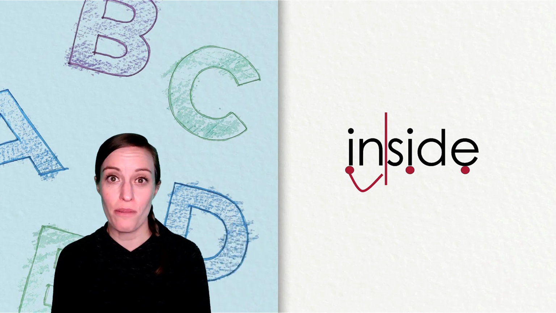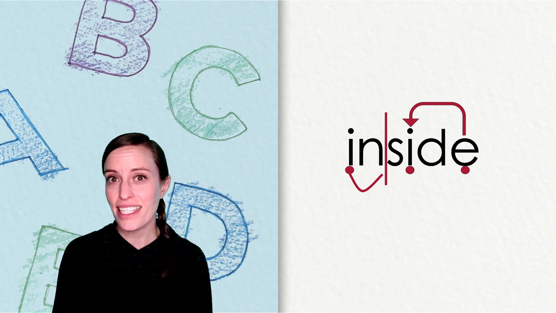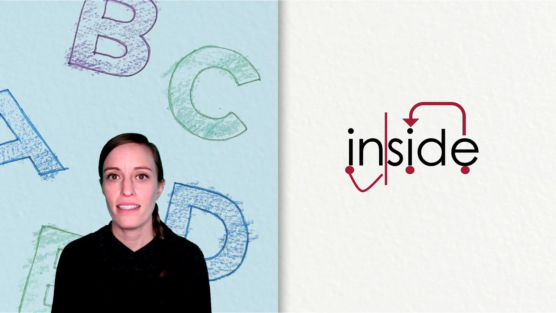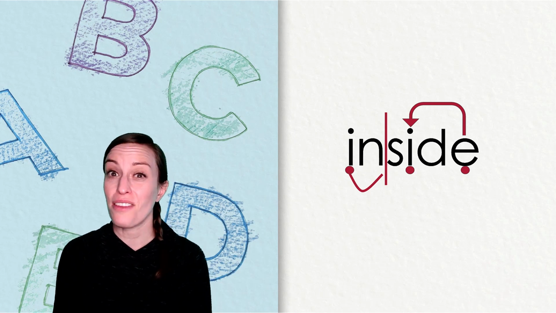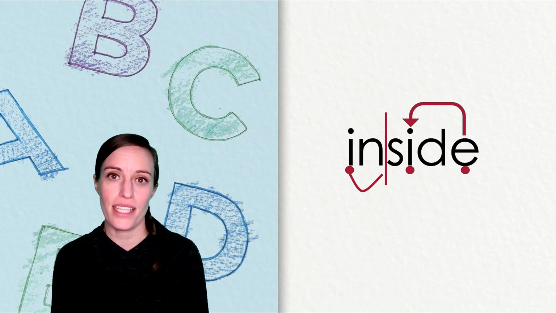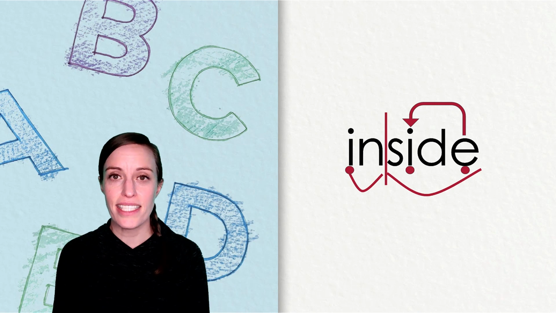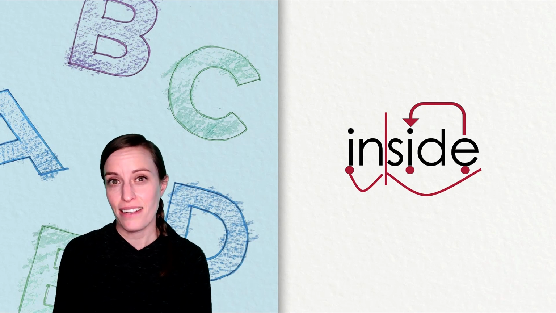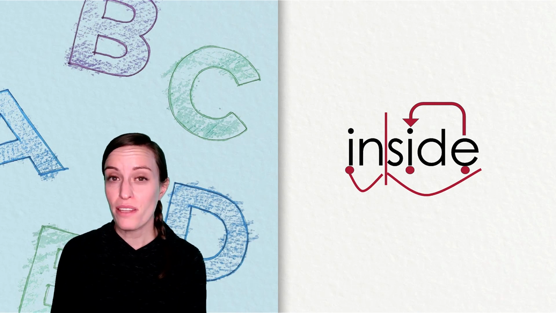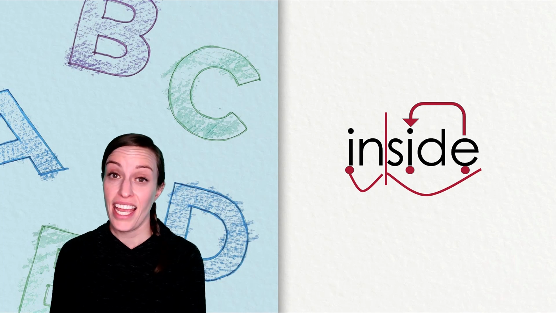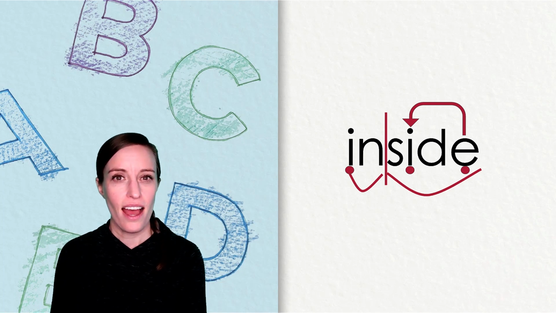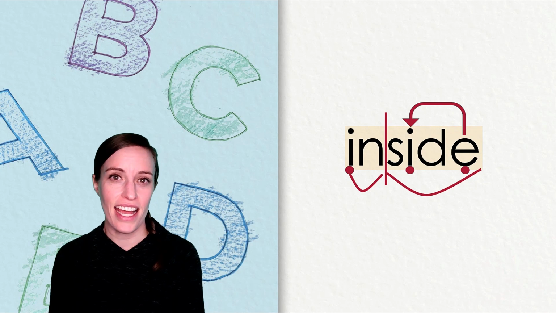In that second syllable, I see that CVCE pattern once again. I know that E will tell the I to say its long vowel sound, I. That means that the second syllable is side. If I put those 2 syllables together, in, side, I get the word inside.